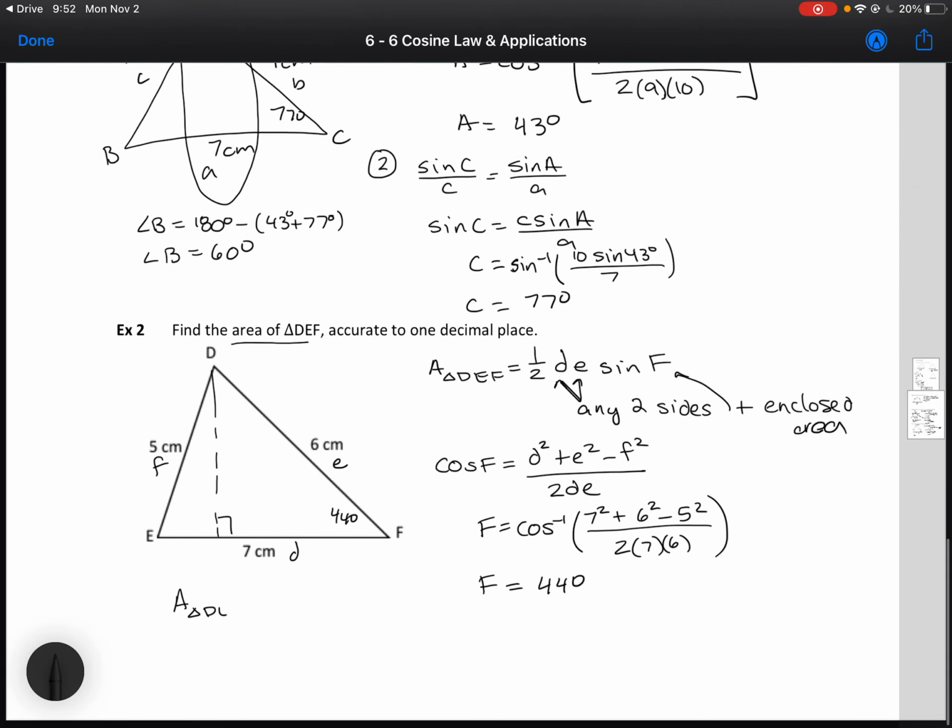And now I have enough information to be able to find my area of the triangle. I can do 1/2 times D times E, and then sine of the angle between those two sides. Once I have all that information in, I can plug it in on my calculator and evaluate, giving me an area of 14.6.